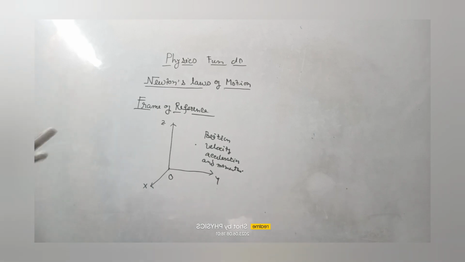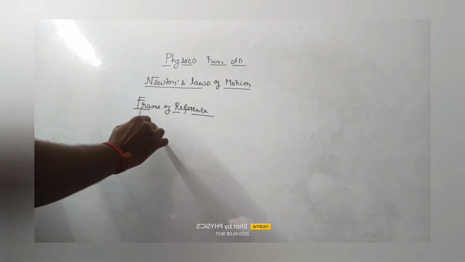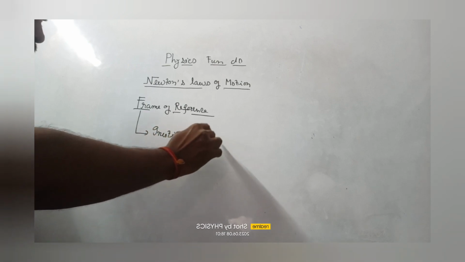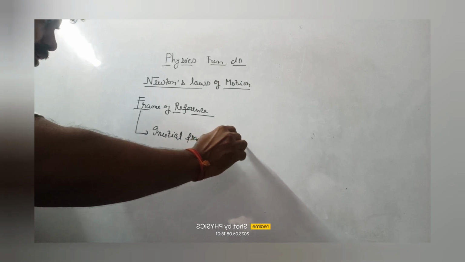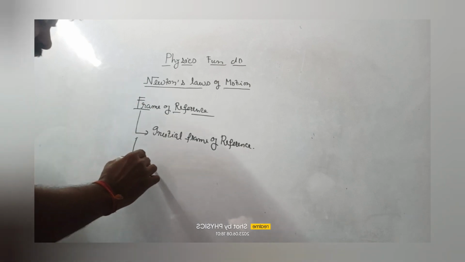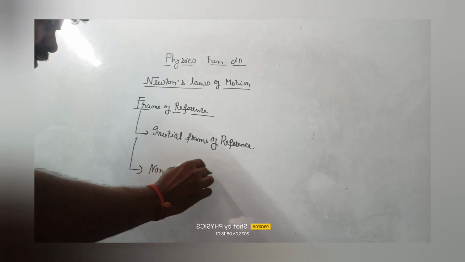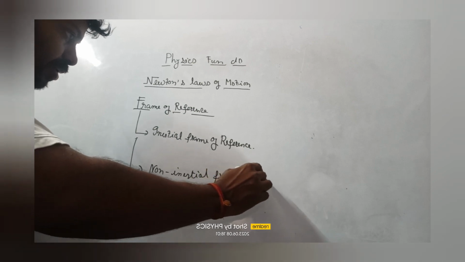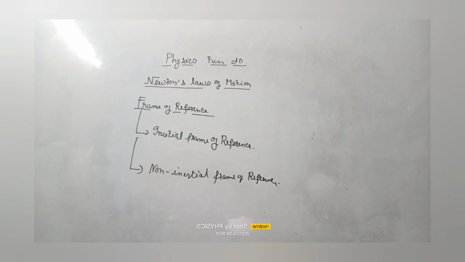Now there are two types of frame of reference. Number one is the inertial frame of reference, and number two is the non-inertial frame of reference. Now what is the inertial frame of reference?